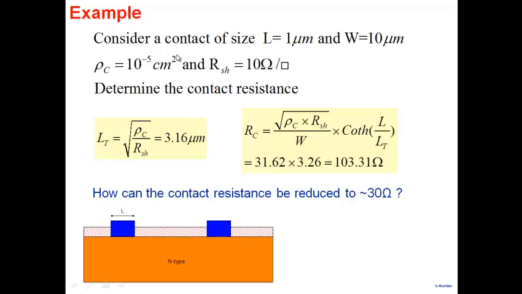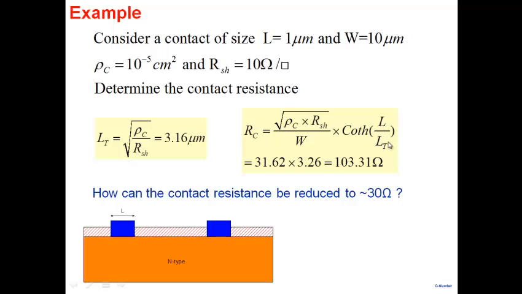Length of the contact, L. Why? Because note that when we put in our numbers here, this part is 31.62 and this part is 3.26. What can I do to this part? How low can I make it? I can make it 1. But 1, right? So I make L larger. So instead of putting 1 micron, I try to make L how much? What kind of an L?